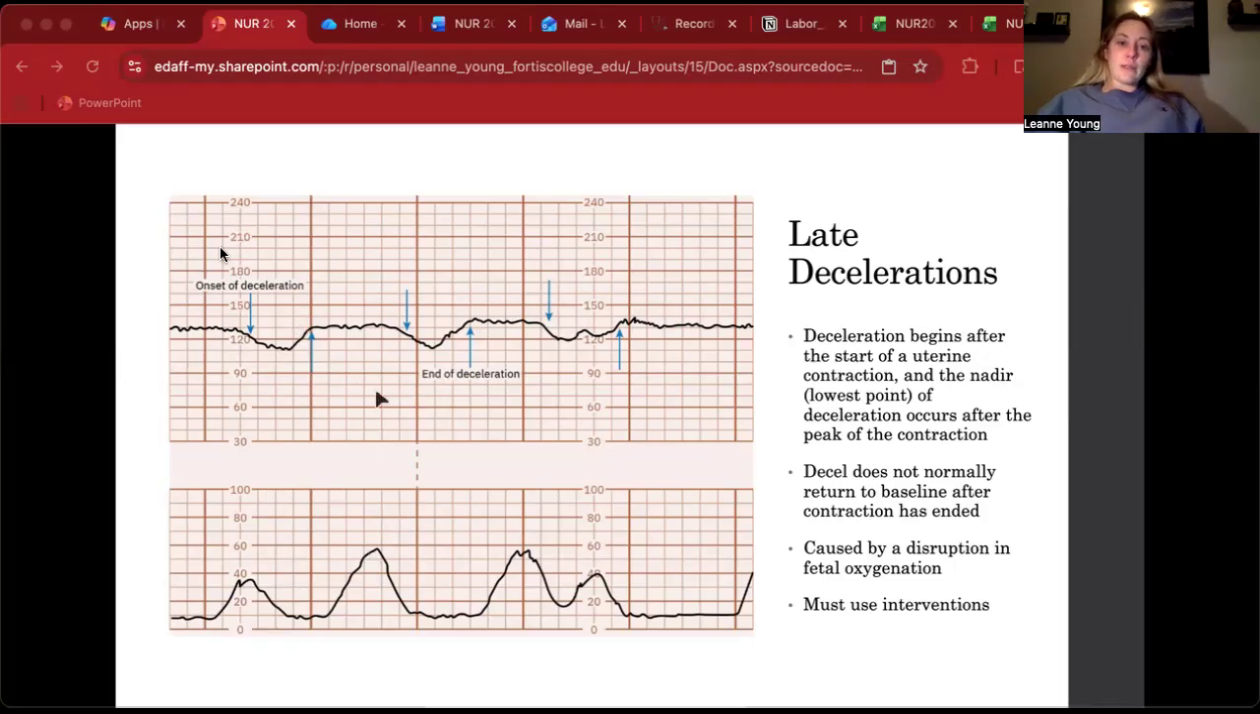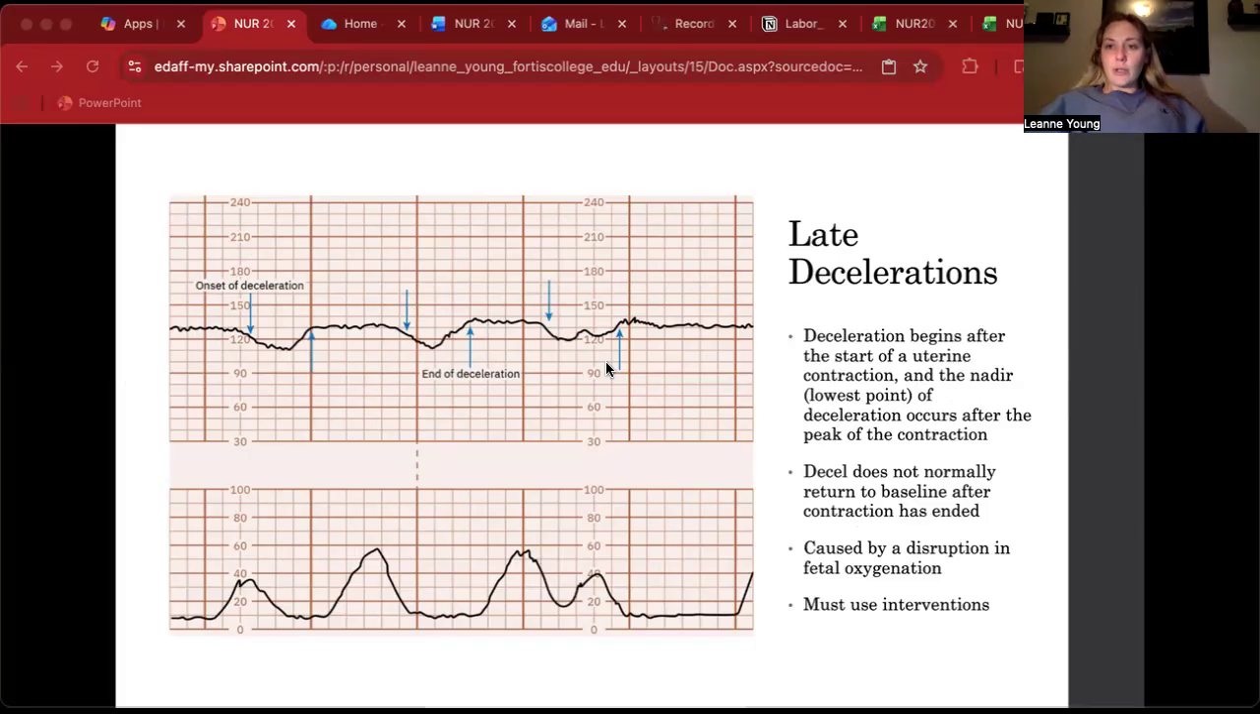If you see this, this is an emergency. Late decelerations are not good, and we do not want to see them. Whenever the nadir is after the point of the contraction, when it happens after. The decel does not normally return to baseline after the contraction has ended, and it's caused by a disruption in fetal oxygenation, so we need to use interventions.